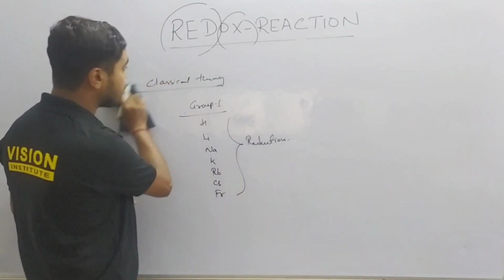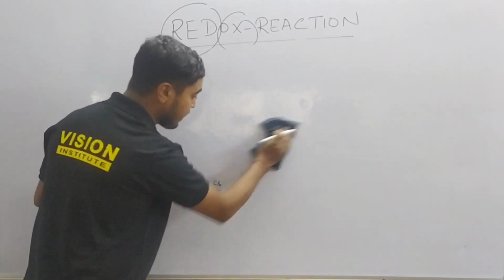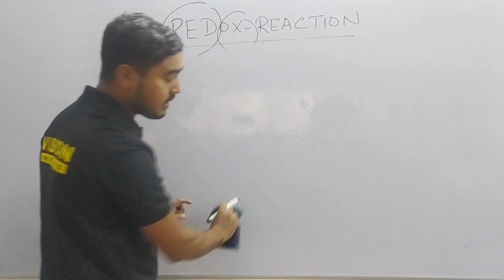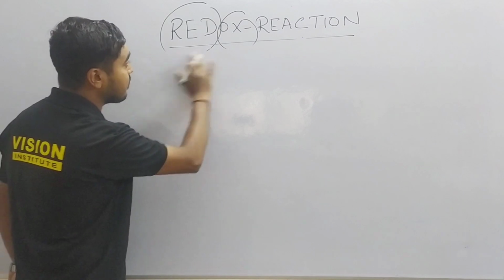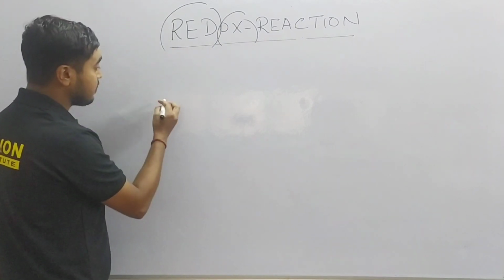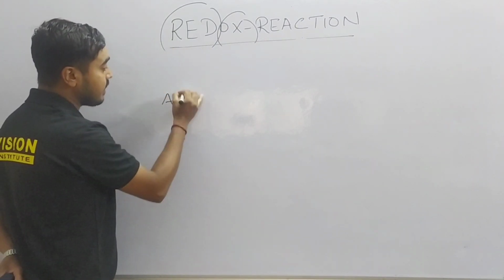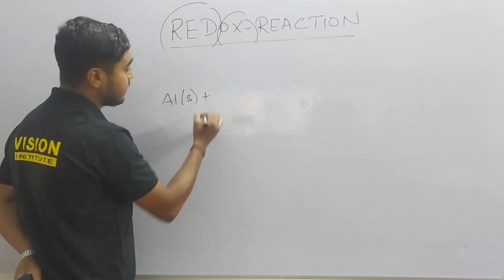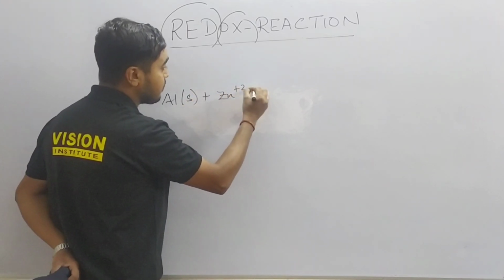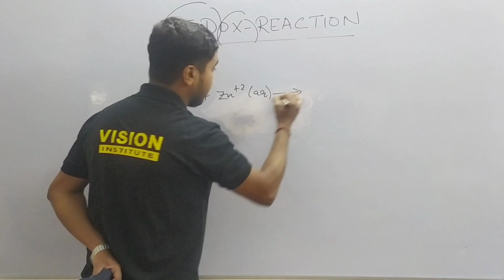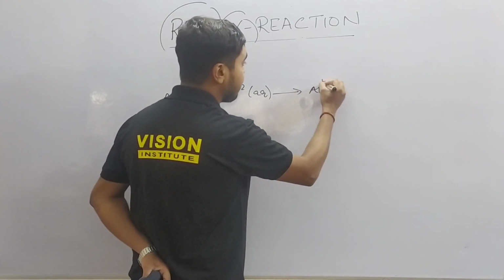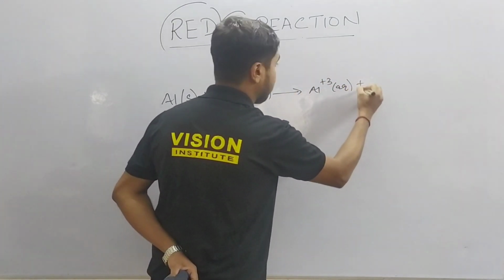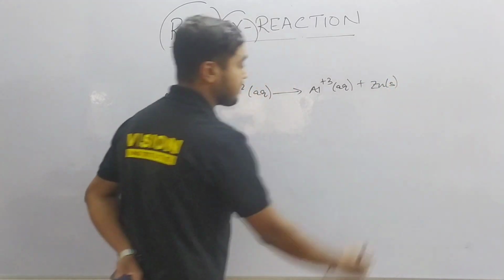So let's try to understand this with the help of one more example of a redox reaction. Suppose aluminium solid is reacting with Zn2+ aqueous, and it is converted to Al3+ aqueous plus Zn solid.